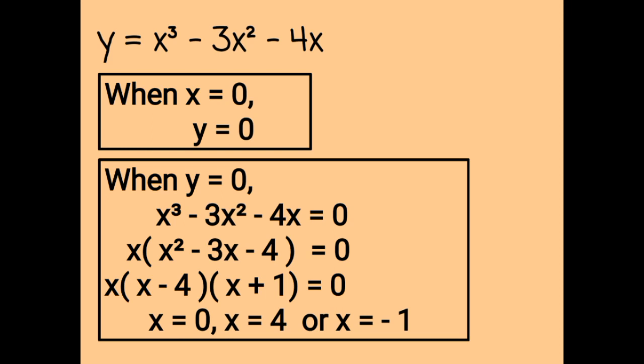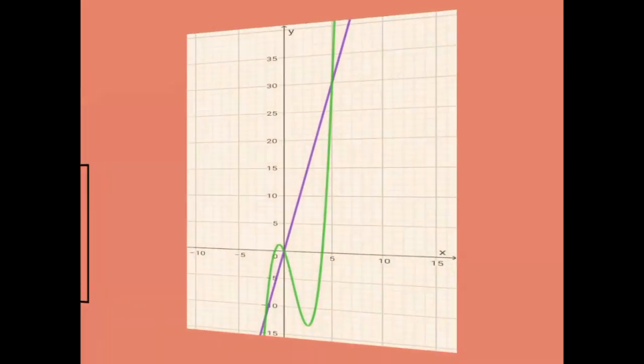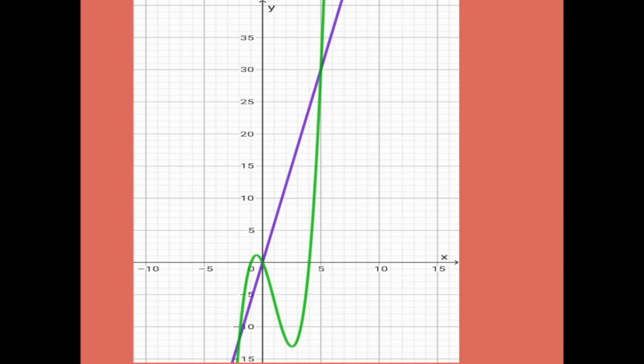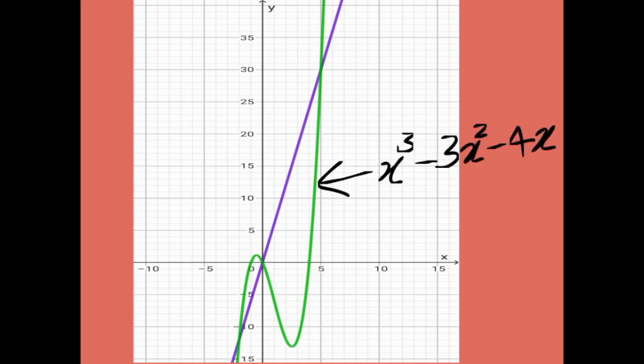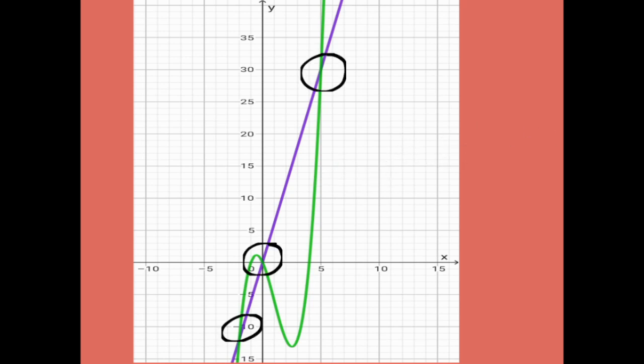Factorize to find the x values, then it's x times (x squared minus 3x minus 4) equal to 0, x times (x minus 4) times (x plus 1) equals 0. So, x equals 0, x equals 4 or x equals minus 1. This is a cubic graph and would take a shape like this. This cubic graph crosses the x-axis at x equals 0, x equals 4 and x equals minus 1. As you can see, there are 3 points of intersection.